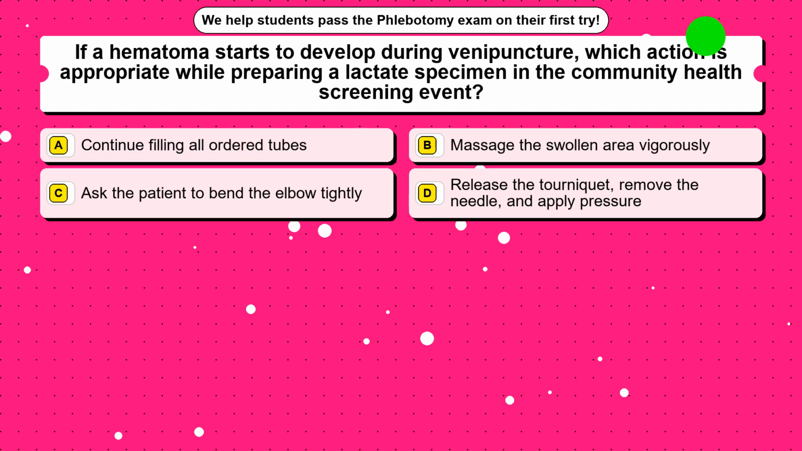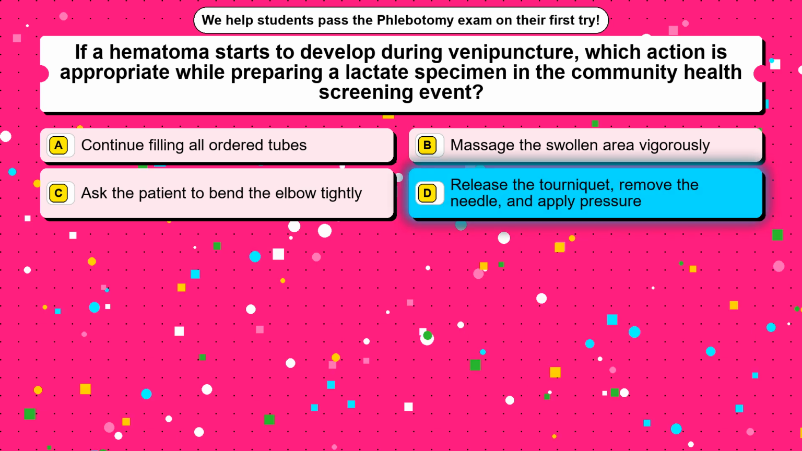Question 15. If a hematoma starts to develop during venipuncture, which action is appropriate while preparing a lactate specimen in the community health screening event? Option A. Continue filling all ordered tubes. Option B. Massage the swollen area vigorously. Option C. Ask the patient to bend the elbow tightly. Option D. Release the tourniquet, remove the needle, and apply pressure.